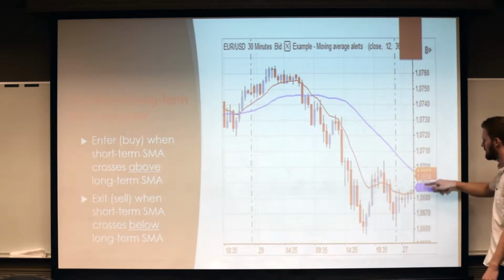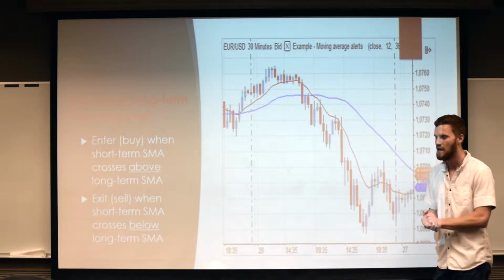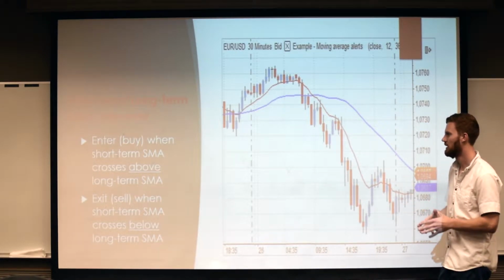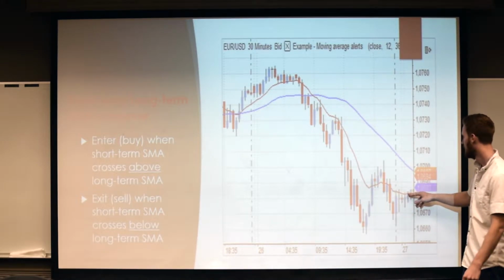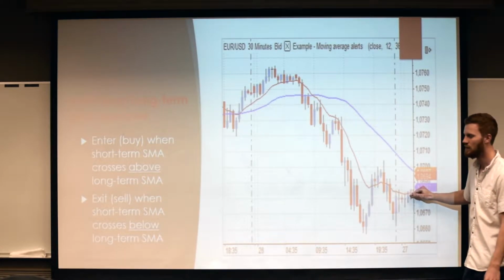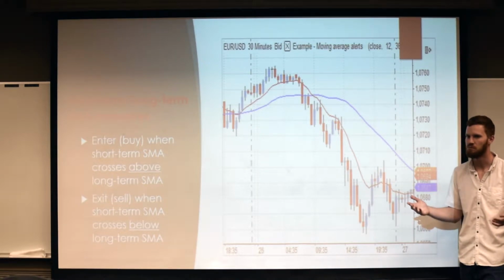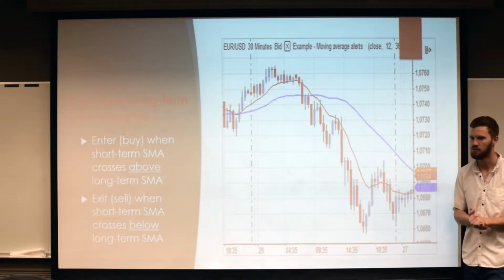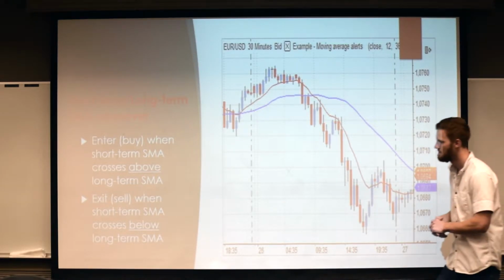Whenever this crosses over the long-term, we would get out of our short position if we were looking at a bear market. If we think that the market's going to go up, it would be opposite true. So we'd want to look to buy in whenever the short-term moving average crosses over the long-term simple moving average. Pretty basic stuff. I'm pretty sure some of y'all already knew these rules. Any questions about these? No? Okay.